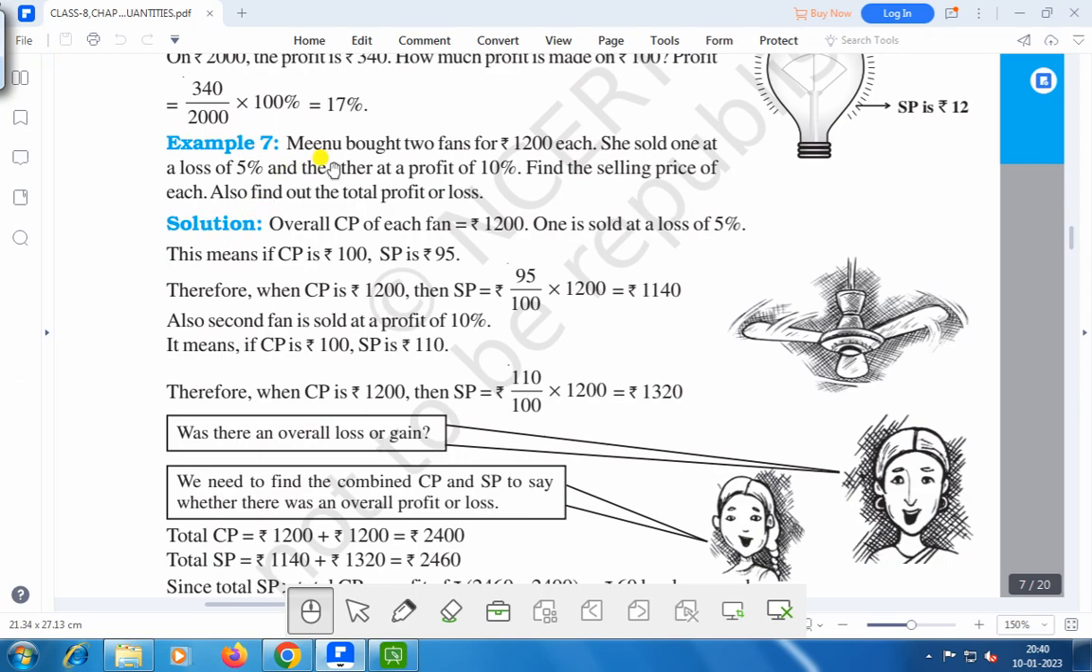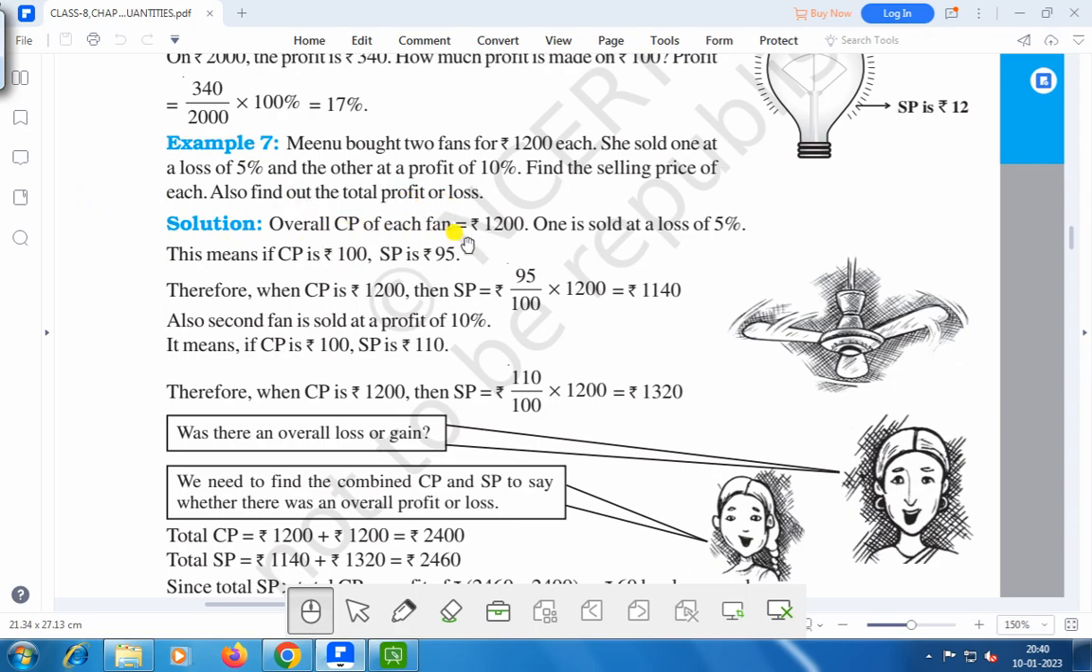Example 7. Minu bought 2 fans for rupees 1200 each. She sold one at a loss of 5% and the other at a profit of 10%. Find the selling price of each. Also find out the total profit or loss.